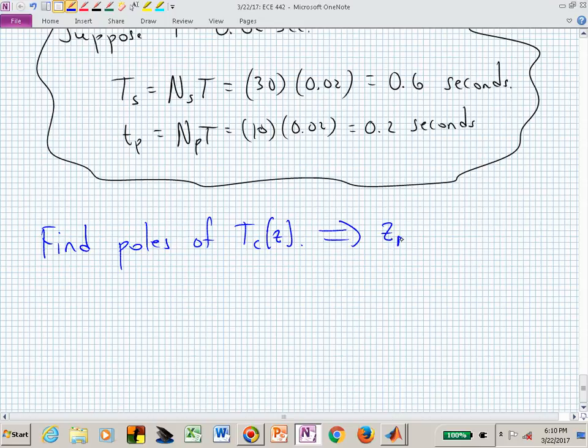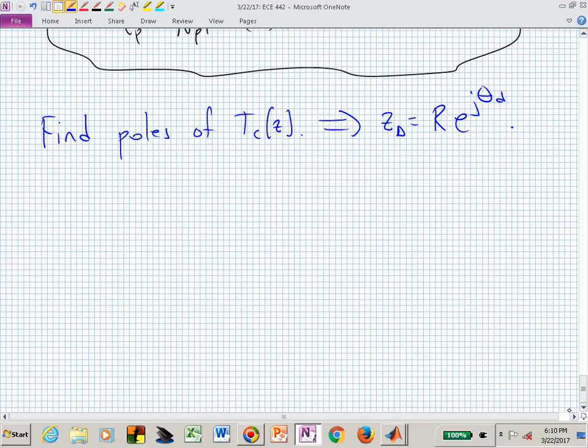Or that means we want z deltas at some r e to the j theta sub d. So if we can find an r, and if we can find a theta sub d, we have the denominator, at least, of our desired transfer function to achieve a settling time of 30 samples and a peak time of 10. Let's do the first one. Let's find r. For a 1% settling time, we know that r raised to the n sub s is equal to 0.01.